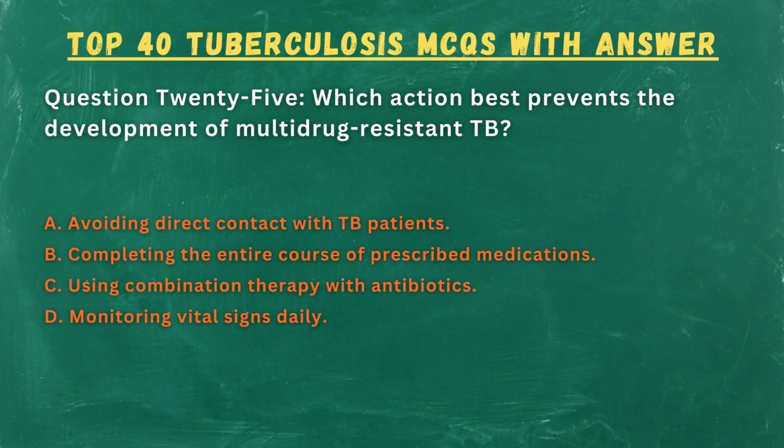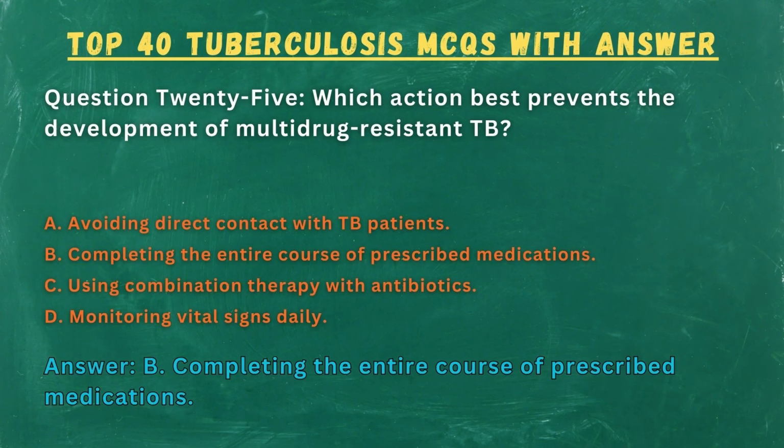Question 25. Which action best prevents the development of multi-drug-resistant TB? A. Avoiding direct contact with TB patients. B. Completing the entire course of prescribed medications. C. Using combination therapy with antibiotics. D. Monitoring vital signs daily. Answer: B. Completing the entire course of prescribed medications.